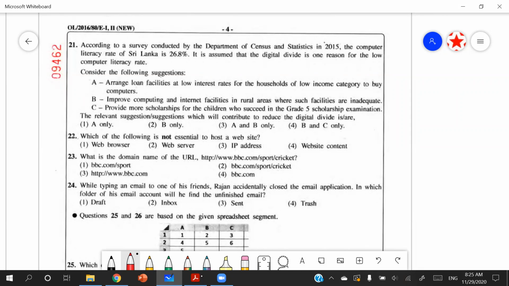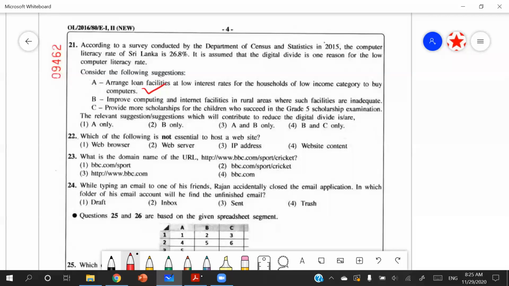Now, generally what we call the digital divide is the capability and incapability of engaging with technology. The capability and incapabilities to reach technology create the digital divide, right? So the first one, arrange loan facilities at a low interest rate for households of the low income category to buy computers. Yeah, that would be a good proposal, right? So they can have a loan facility and purchase a computer or a device, which is going to be a good suggestion and will reduce the digital divide.